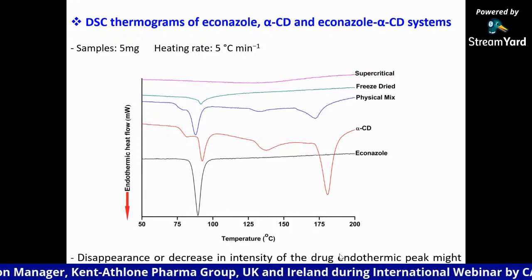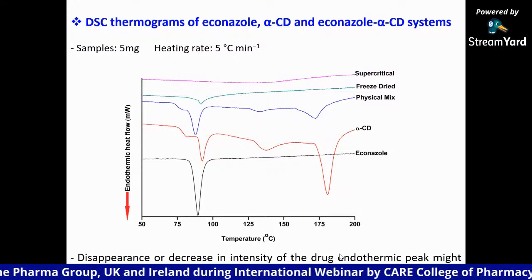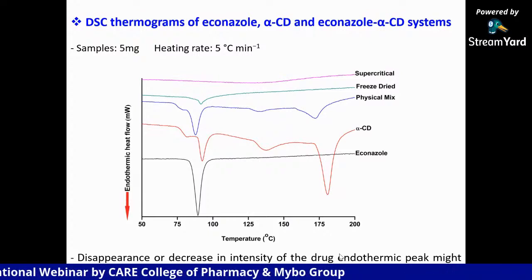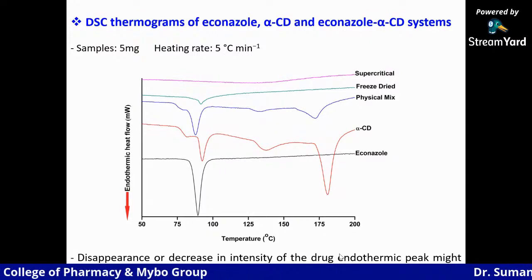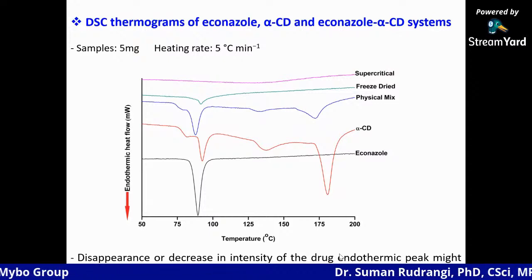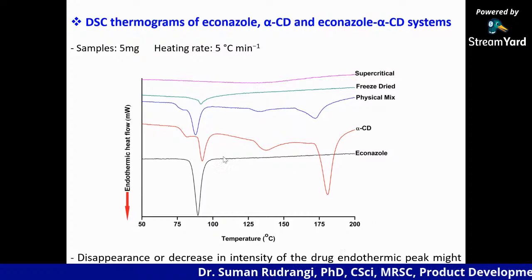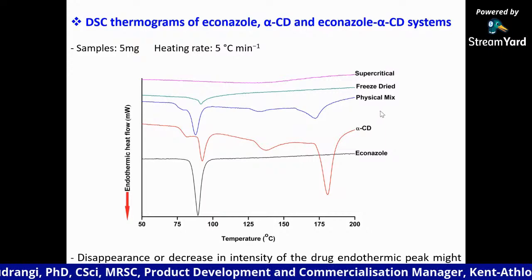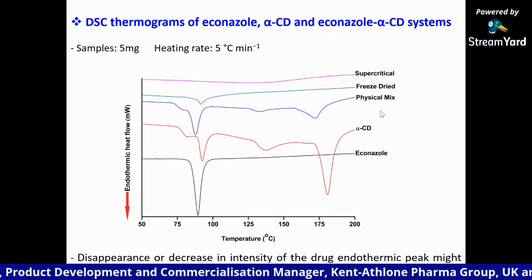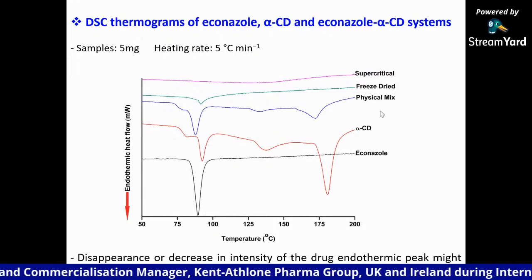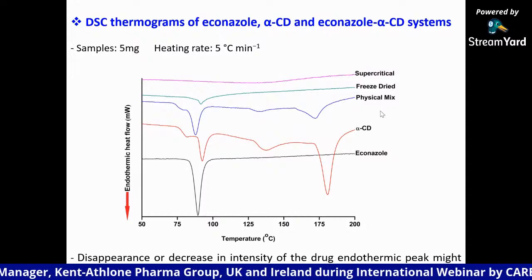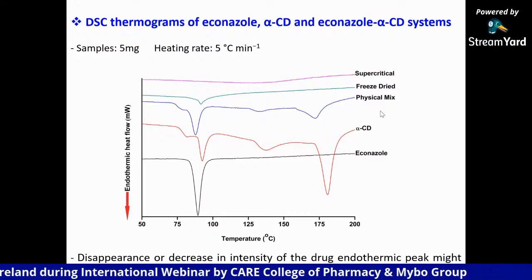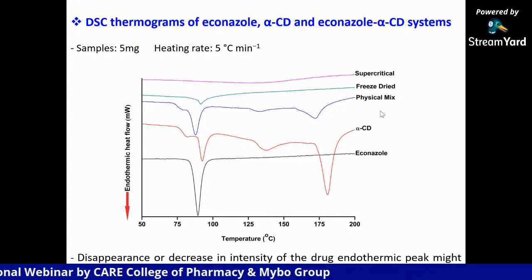The physical mixture, as we have discussed earlier, just involves blending the physical components of drug and cyclodextrin in a tumbled mixer or a blender. So we can clearly see the structure of the drug and the cyclodextrin in this physical mixture thermogram. Coming to the freeze-dried thermogram, we can see the crystalline peak of the drug, the melting point peak, has diminished to a lower level. And finally, in the supercritical sample, we can see that the intensity has completely disappeared.